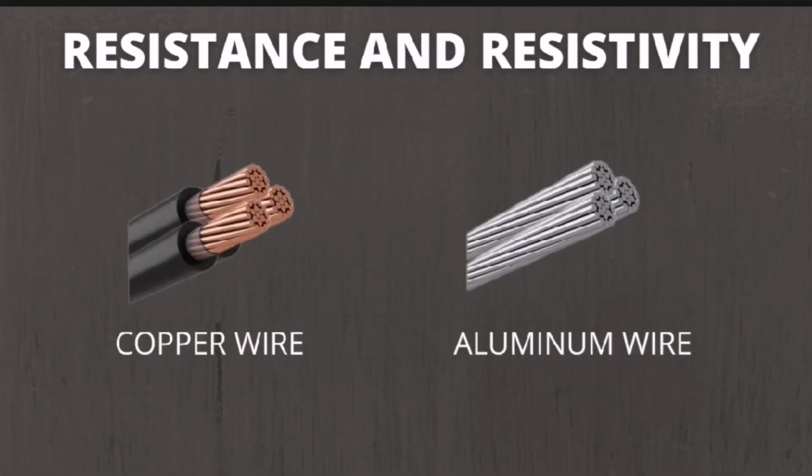And by the way, both copper and aluminum are widely used as conductors because they are more economical than the other materials, unlike gold and silver, which are very expensive.